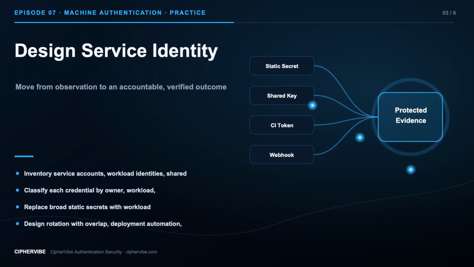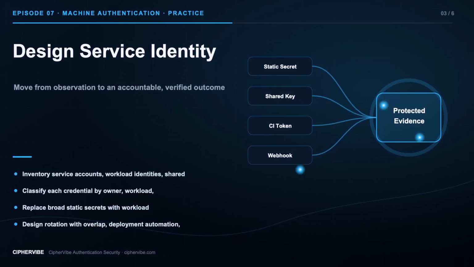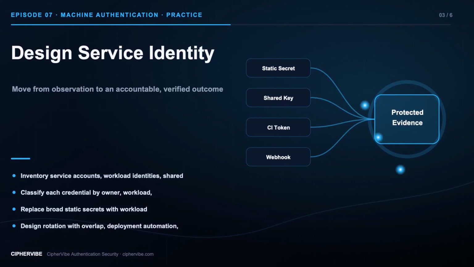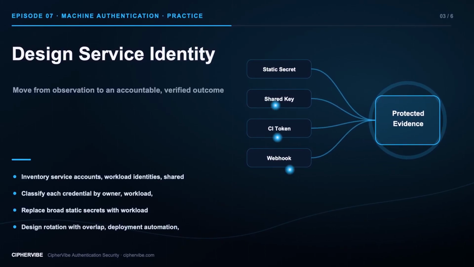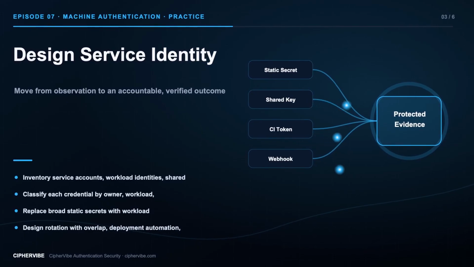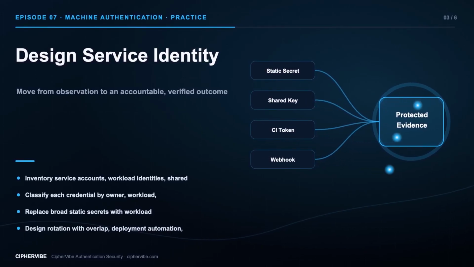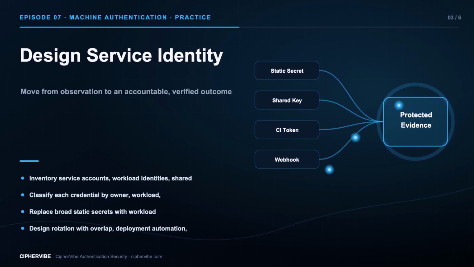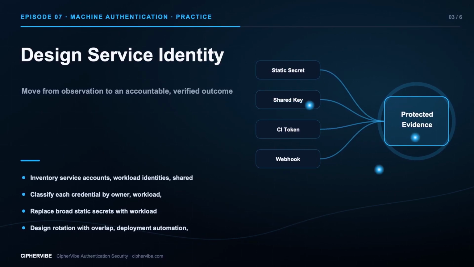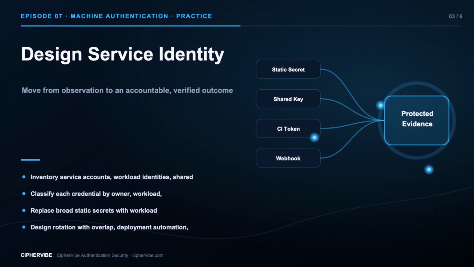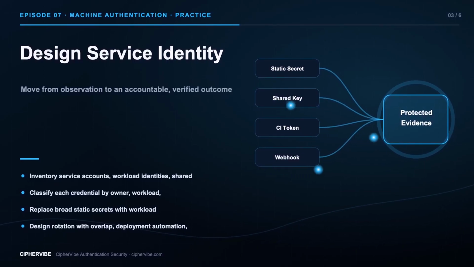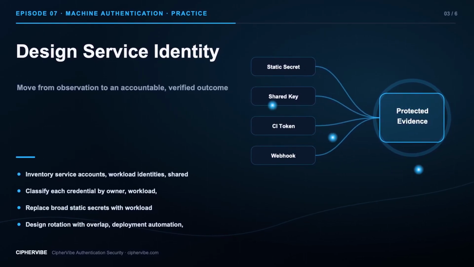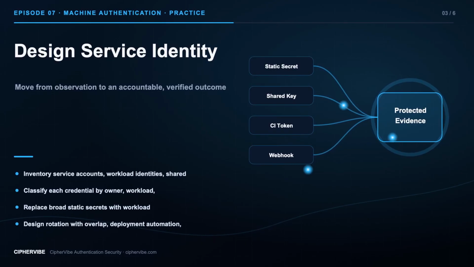Now turn the mental model into a repeatable workflow. First, inventory service accounts, workload identities, shared secrets, certificates, webhook secrets, CI/CD tokens, partner integrations, and secret manager entries. Second, classify each credential by owner, workload, environment, permission, data access, rotation date, last use, and blast radius. Third, replace broad static secrets with workload identity, short-lived credentials, scoped service accounts, or mTLS where practical.